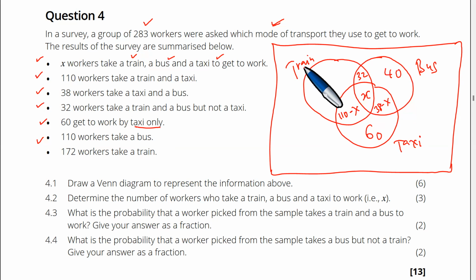Okay, we continue. I was saying now we are dealing with 172 workers that take a train. But 172, they don't take a train only. If they take a train only, we could only be here. But now this one is a little bit tricky because this is minus 2x and that. So if you add everything here, it must be 172. But this and that, the x is cancelled, but there is this one. So you need to obviously simplify that one.